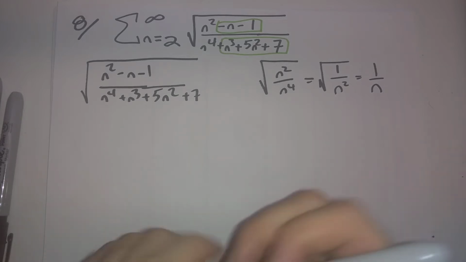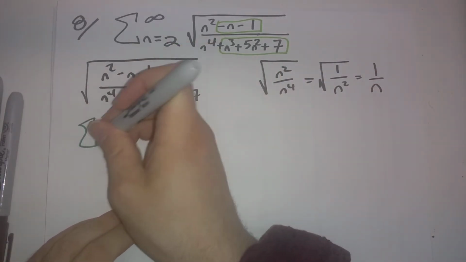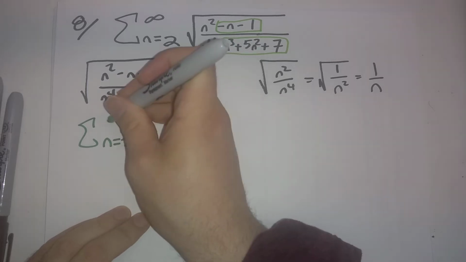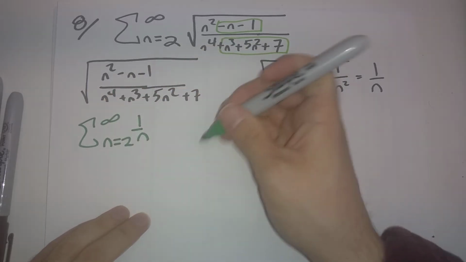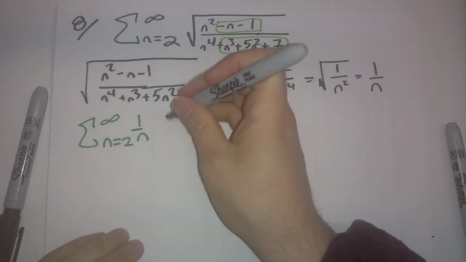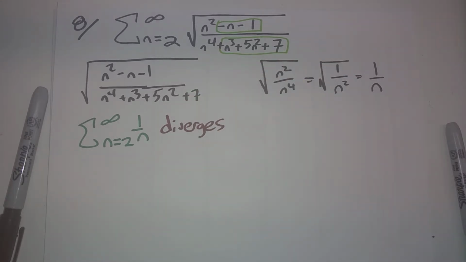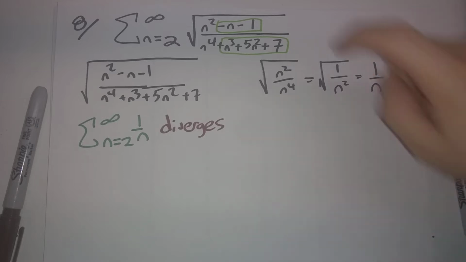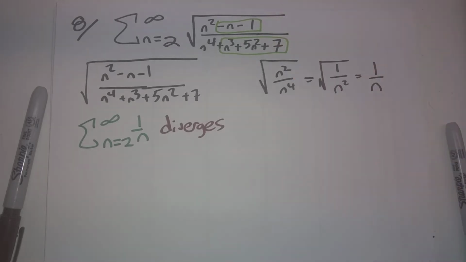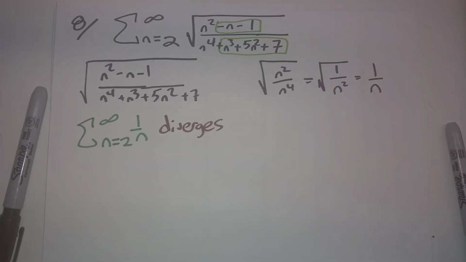Now, you know and I know that the sum from n equals 2 to infinity of 1 over n diverges. It's a harmonic series missing the first term. It's going to diverge by the p-series test because p is equal to 1. Any way you want to slice it, this diverges. So at this point, I'm very, very confident that the original series diverges.